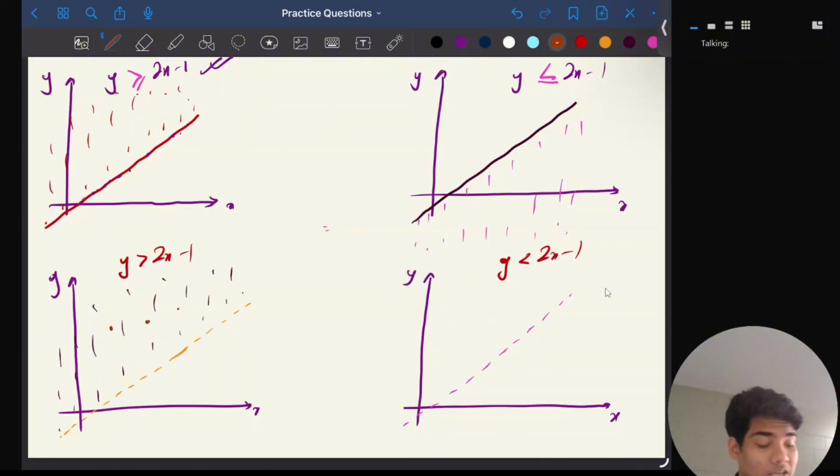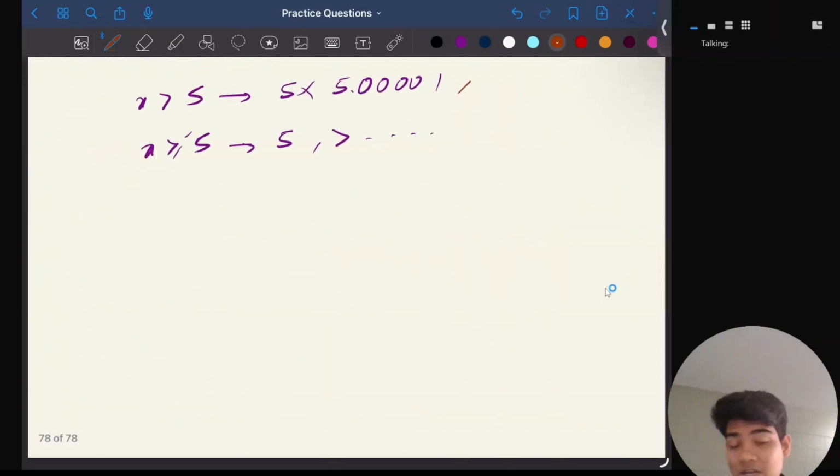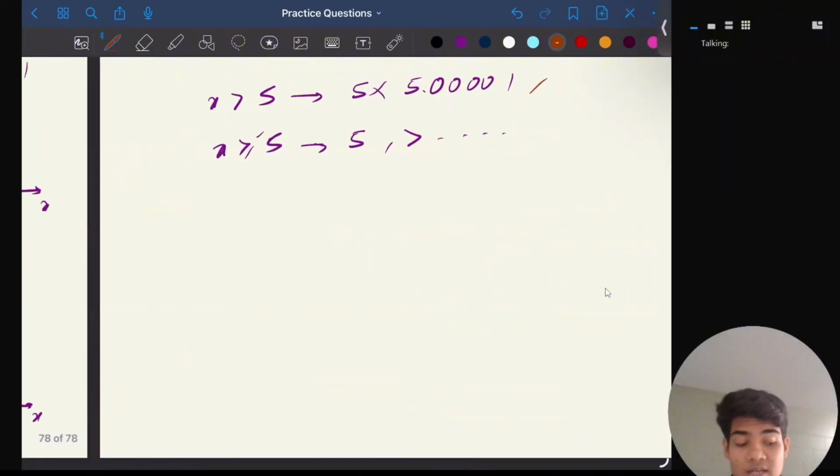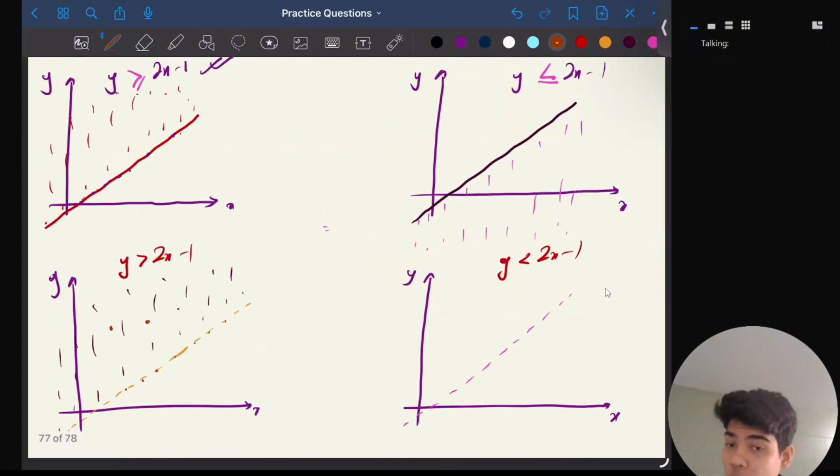But when it's a dotted line, the points that are on the dotted line cannot be my answer. Why? Same concept as this: it cannot be 5, it has to be greater than that. Same thing here, it cannot be equals to 2x minus 1, it has to be greater than that. And the same concept over here as well. Since it's less than, we shade the lower part, but the dotted line concept is the same. If there's any point on this dotted line, we can't take it as an answer.